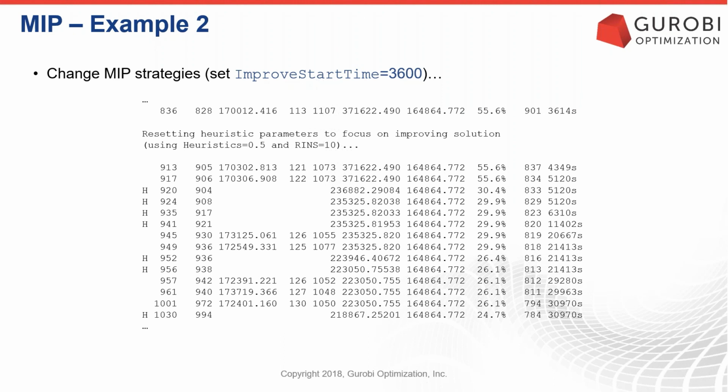What Gurobi does internally, it changes two parameters. The first one is Heuristics. It's set to 0.5, which is a much larger value than the default. So it means spend about half of the time in heuristics, and it also increases the frequency of the RINS heuristic. So what you see here is you have a gap of like 55% after an hour, and then the focus is shifted, and then you see in the next few hours a lot of new feasible solutions are found within heuristics. So sometimes this is also very helpful because you get to a smaller MIP gap because you spend more effort in finding better feasible solutions.